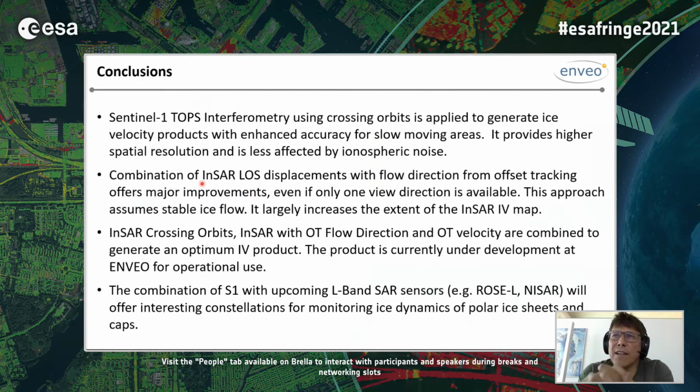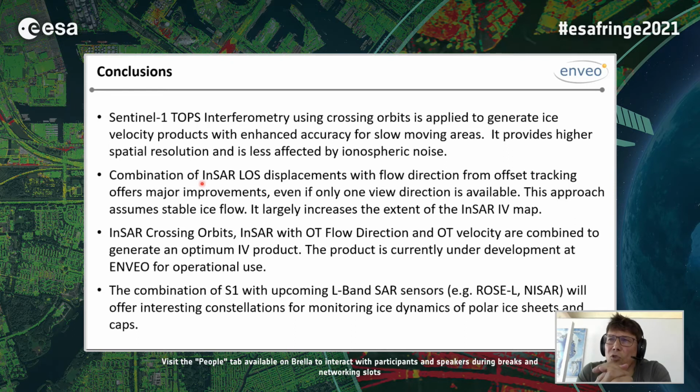So we showed that Sentinel-1 TOPS mode interferometry using crossing orbits can be applied to generate high-quality ice velocity products. And it has a higher spatial resolution, in this case of 50 meters, and it's less affected by ionospheric noise. We can combine the InSAR line of sight displacement with the flow direction of offset tracking in regions where we only have one acquisition from one path. And this is, of course, also a major improvement, but this assumes to have stable ice flow velocities.